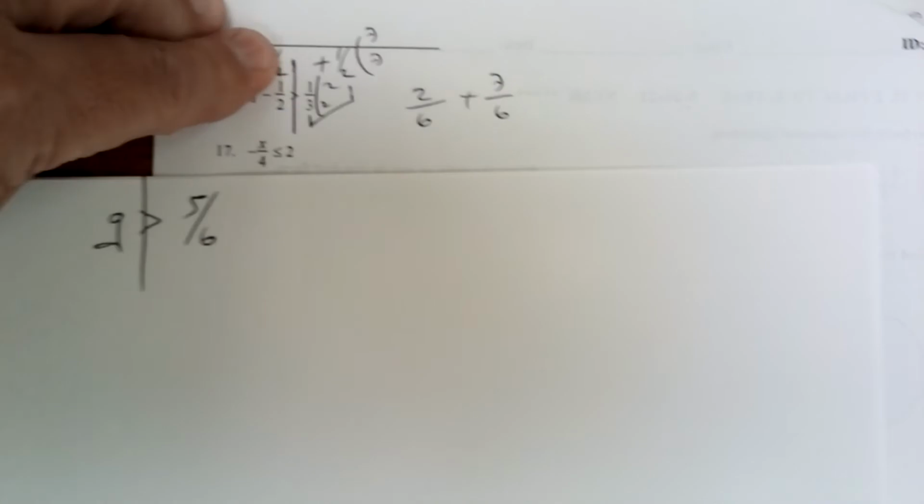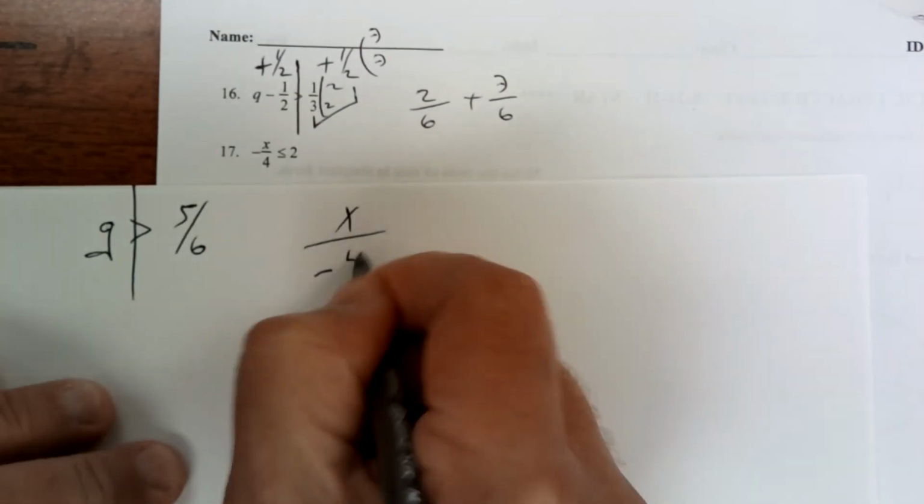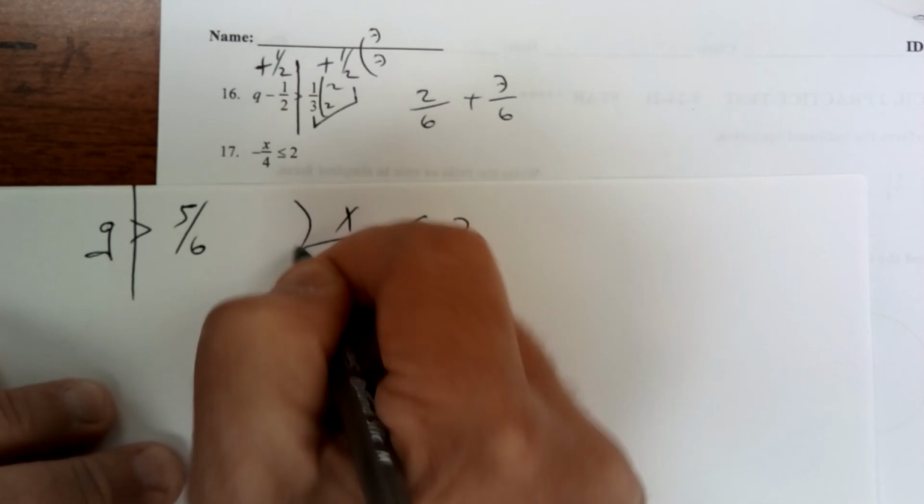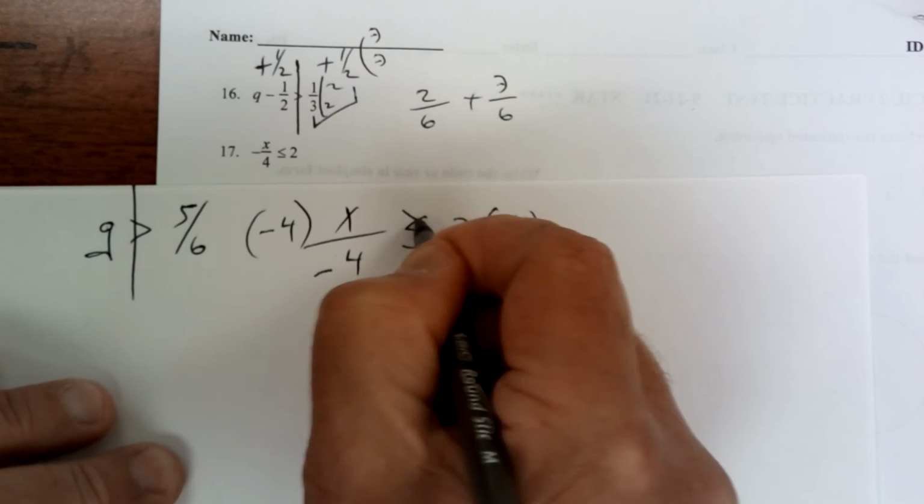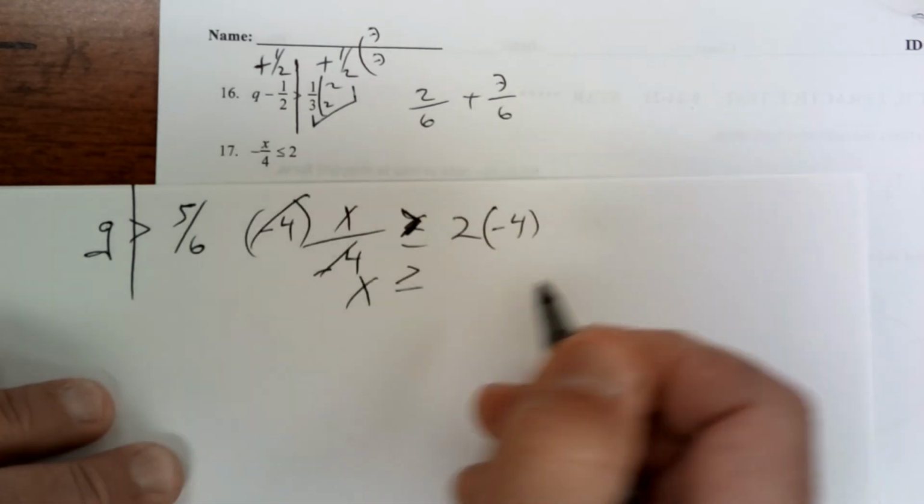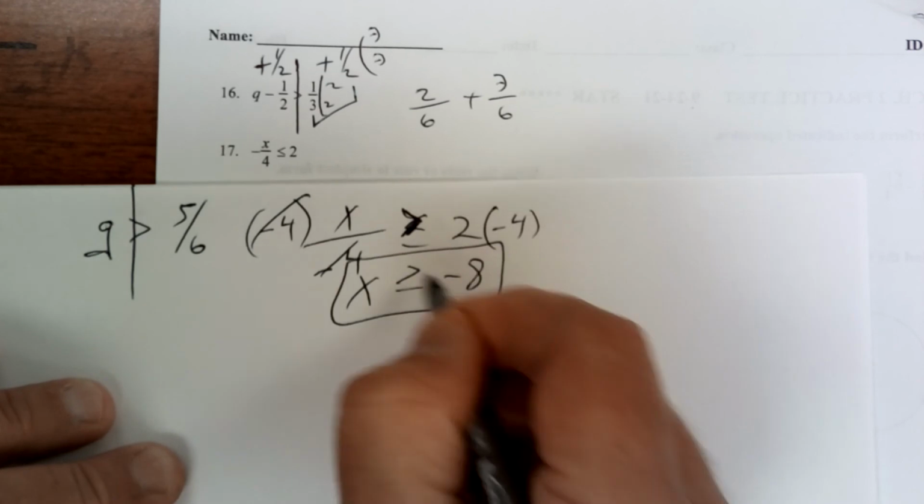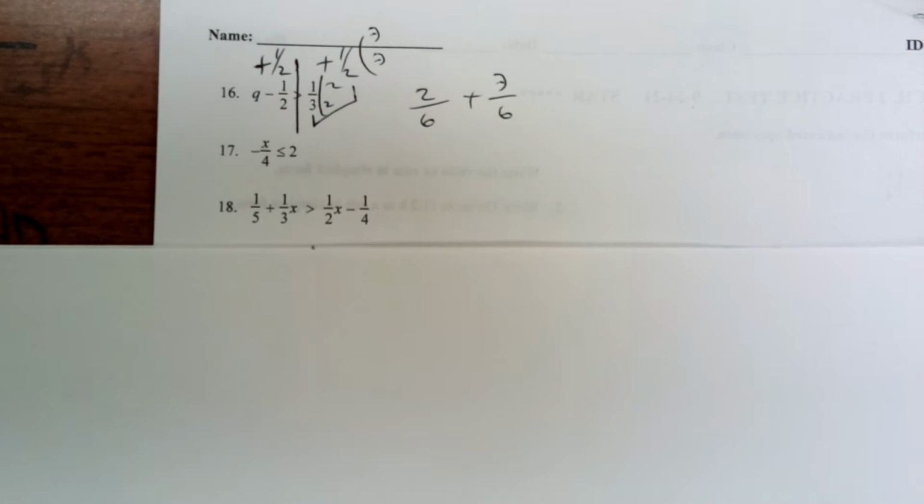This one right here, I would put the negative at the bottom with the 4. And you're going to multiply by negative 4. And as soon as you multiply by a negative, change this sign right here. So you're going to get x is now greater than or equal to negative 8. All right, remember that rule. We're almost done. Stay with me. Draw your line.